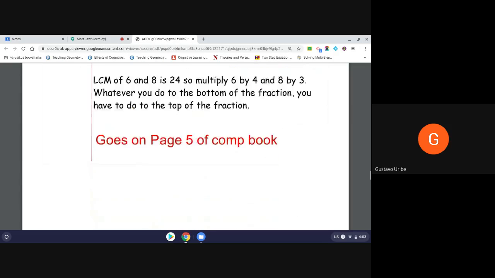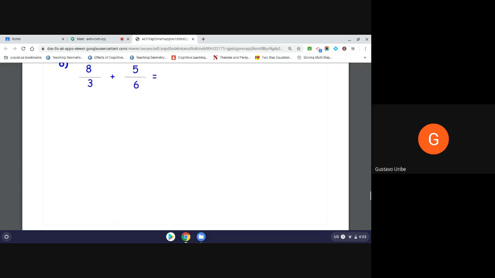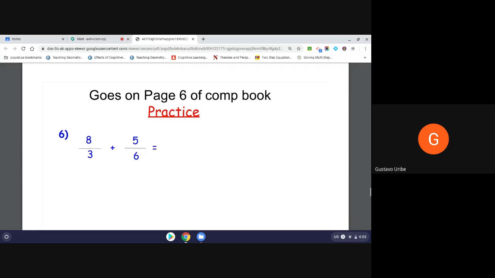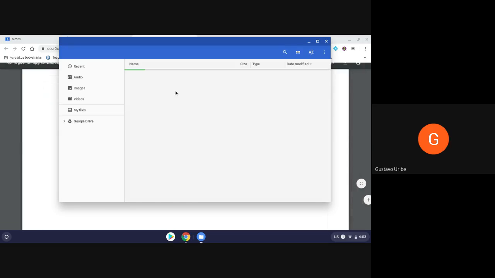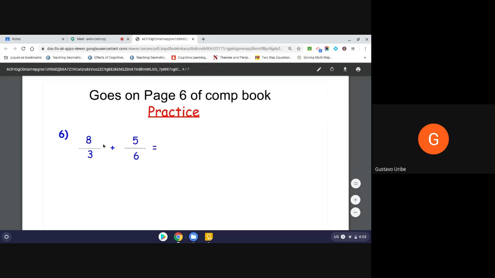Perfect. Let's see. We have anything else? Okay, the last thing for this lesson is just to practice this one right here. Okay, I want to go ahead and try to add these fractions. Well, there's a slight problem.